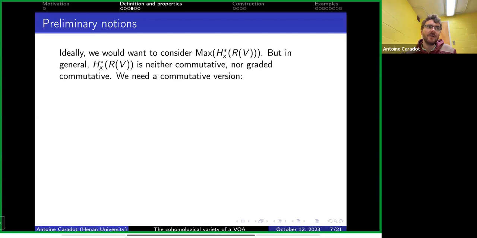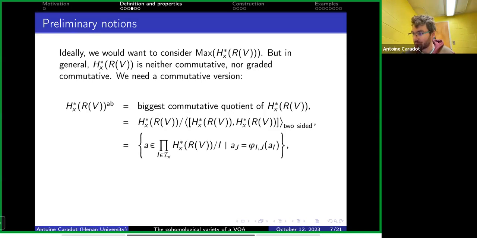Ideally, to do the analog of the associated variety, we would want to consider the maximal spectrum of this Yoneda algebra. But the main difference with the associated variety is that the commutativity rules on the Yoneda algebra are not as easy. It's not commutative, and it's not even graded commutative either. So we need some type of commutative version of this space to make things work.